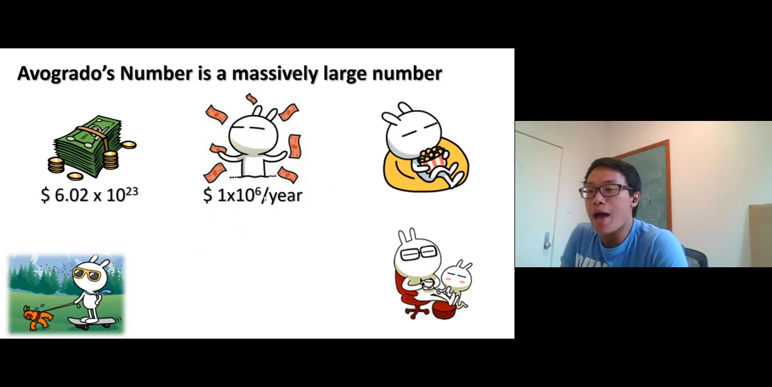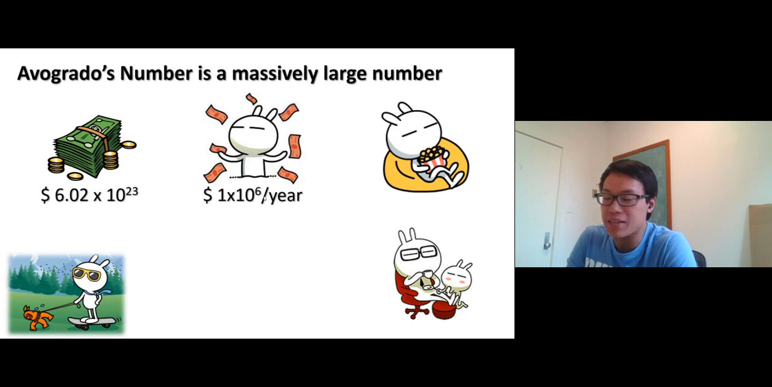Let's say you have 6.02 times 10 to the 23rd dollars. How much is that? It's a big number. Let's say you spend excessively, $1 million per year. I don't even think you guys spend $1 million per year, unless you buy a house. Normally we don't spend just to live. You're not going to spend $1 million per year, but let's say you do. How many years would it take you to use up the 6.02 times 10 to the 23rd dollars?